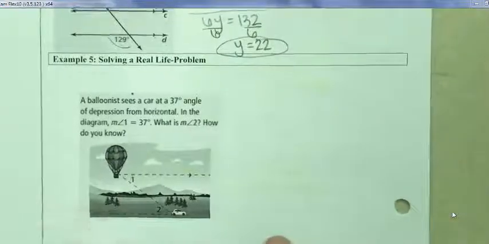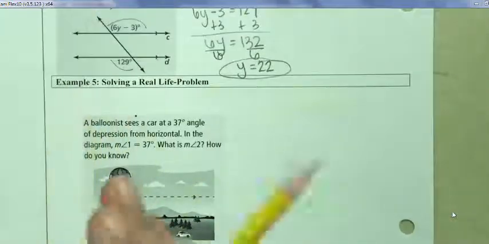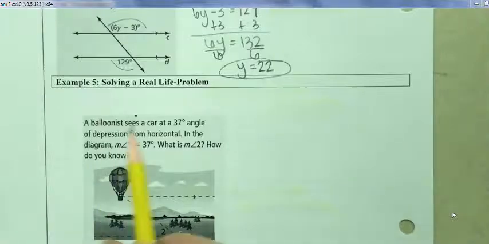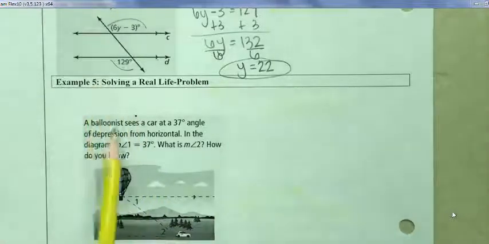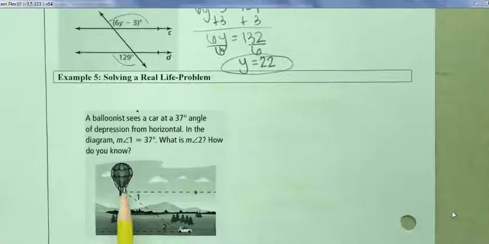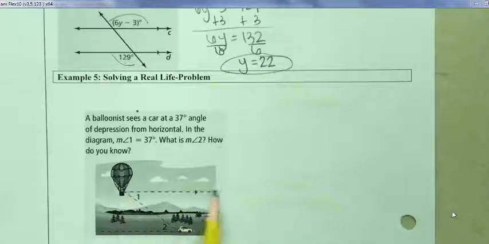Okay, moving on. Example 5. Notice I skipped example 4. That means that you're not going to be responsible for anything that looks like example 4. All right, example 5. A balloonist sees a car at a 37-degree angle of depression from horizontal. So you've got somebody in a hot air balloon here, right? The angle of depression is angle 1, okay? So angle 1 here is what we would call an angle of depression, because if I'm looking straight out, then this is an angle that's going down, right? My viewpoint here, if I look down this way, is depressed from this horizontal line.